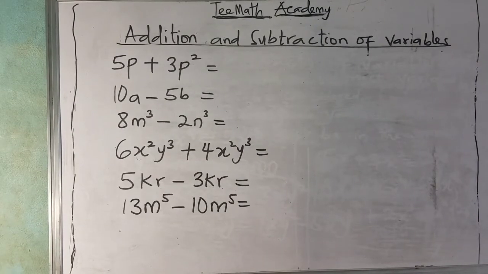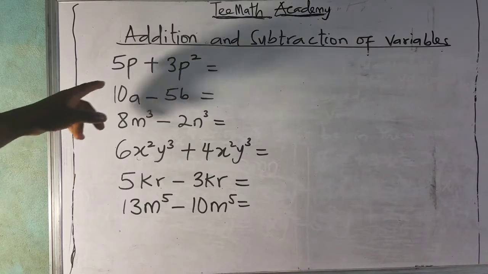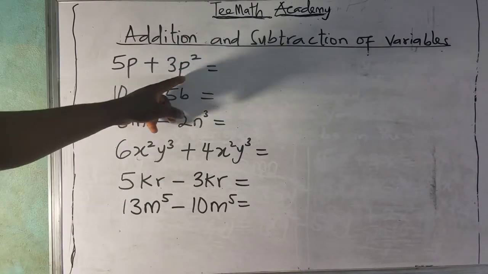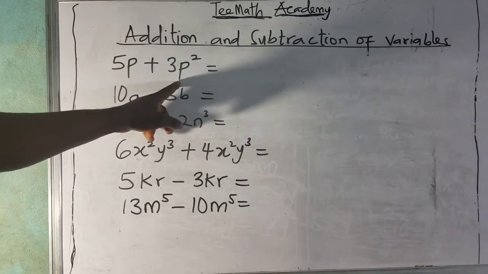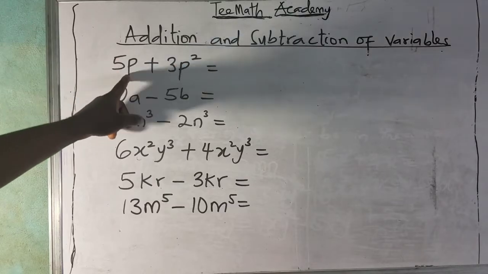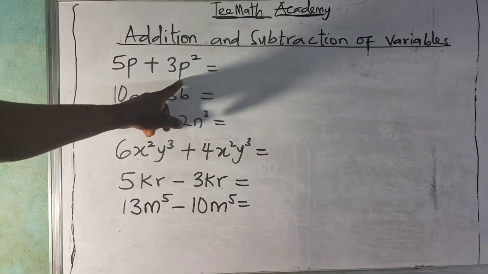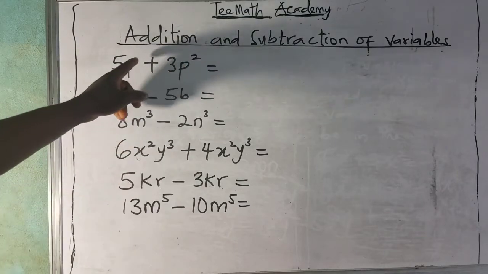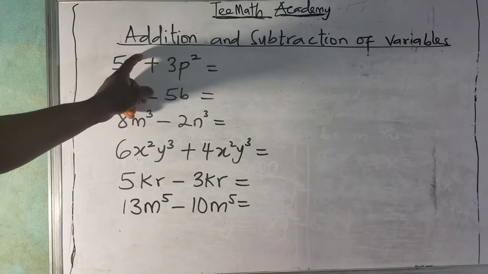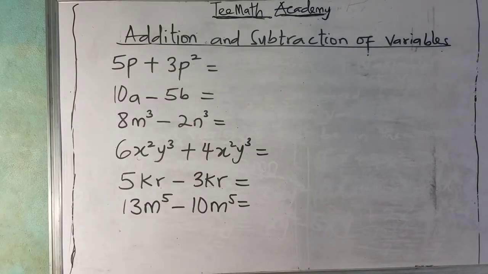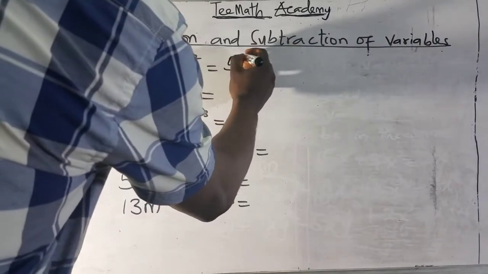Okay, still on addition and subtraction of variables. The next one is 5p plus 3p squared. Although they have the same variable, the number 2 is very important: even though they have the same variable, they must also have the same power. You will observe that this power here is power 1, but here it is power 2. So the powers are not the same. Therefore, you cannot do anything. What do you do? You write it back.